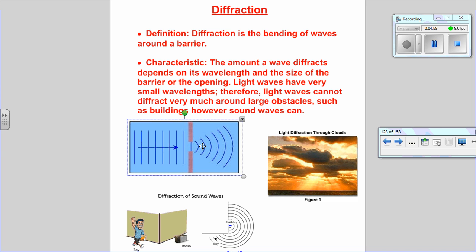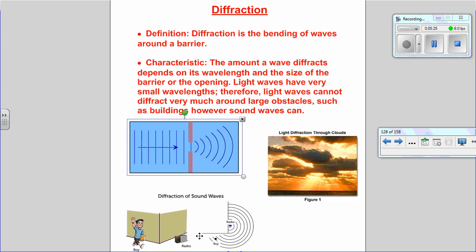This is a basic picture that kind of shows you what happens with diffraction. You've got your waves. This red part is your barrier, and as they try to go through this barrier, they bend. Okay? And these are two examples of light and sound. Whenever you have clouds in the sky, but we can still see the sunlight, the light is able to bend around those clouds. And then here, this is the example of a sound wave being able to bend around a barrier here. This wall is the barrier, okay?